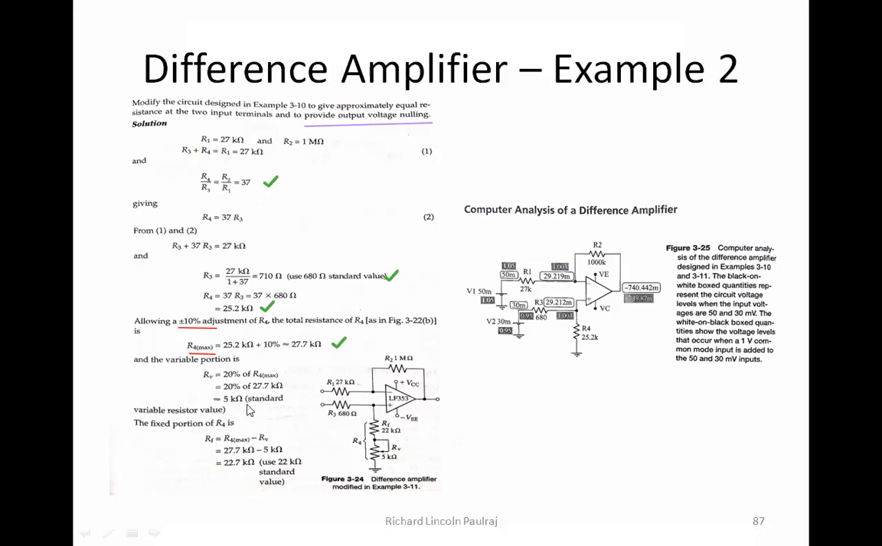So how do you calculate 20% of 27.7? You multiply 27.7 by 20%. Right. So I think you should be getting about 5.54, if I'm not mistaken. Yes, sir, 5.54. Yeah.